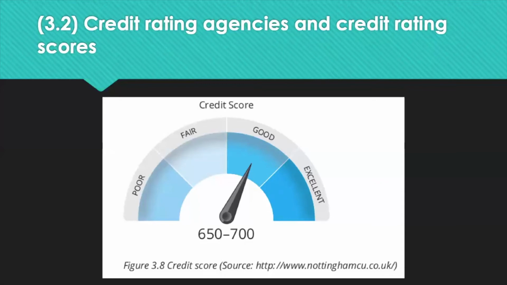Now, do remember, credit rating agencies do not make decisions on behalf of your organisation. They simply supply you with a score so that your business can make an informed decision about whether to work with the buyer or supplier. So go to a credit rating agency's website and find out more information about credit rating scores. Find out at least 3 pieces of information to share with your colleagues just to see how that works.